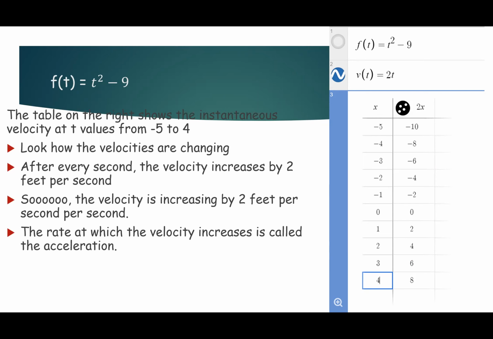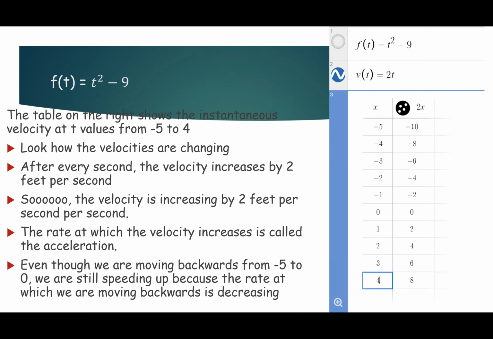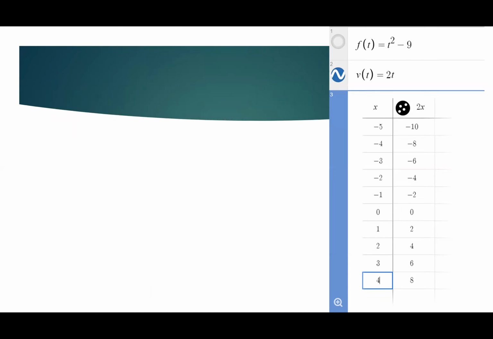That would be called the acceleration, because the rate of change of velocity, or the derivative of velocity, is the acceleration. So even though we are still moving backwards from -5 to 0, we're still speeding up, because the rate at which we're moving backwards is getting smaller and smaller, which means the rate at which we're moving forward is getting bigger and bigger.